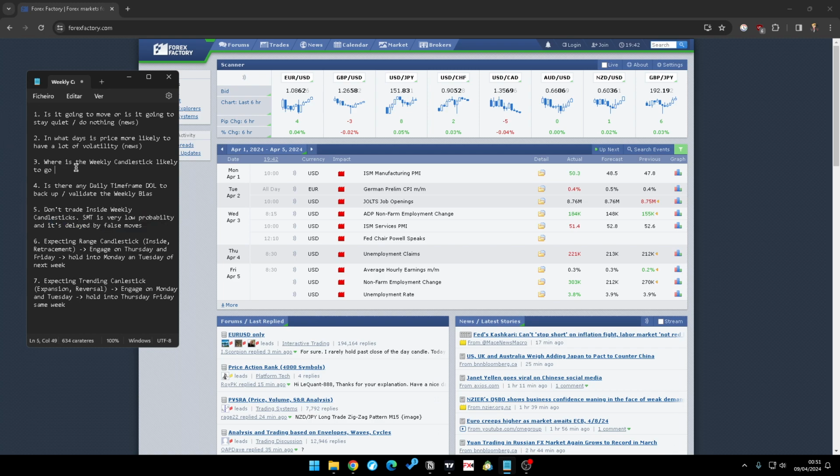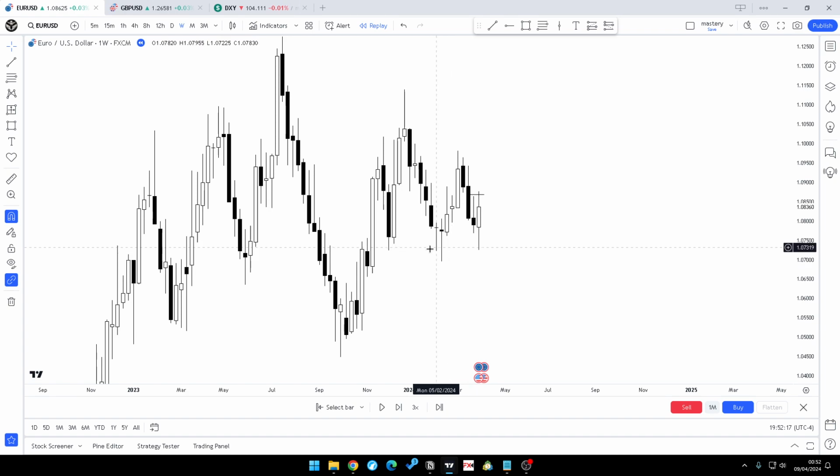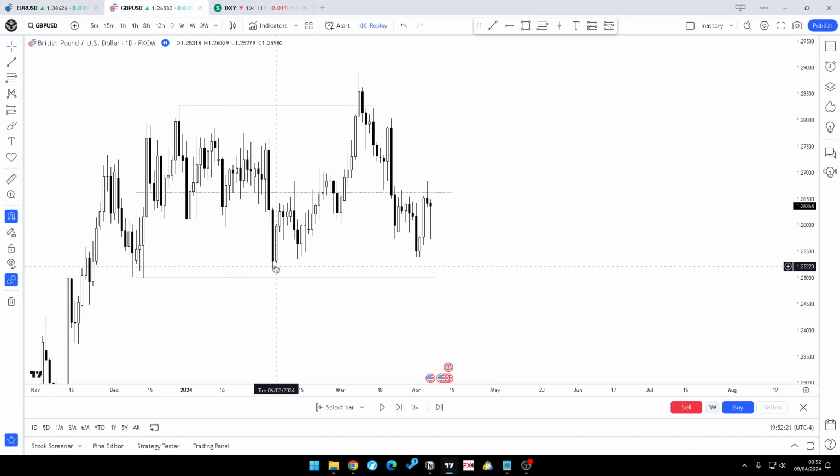So then, where is the weekly candlestick likely to go? I mentioned that I would like to see price drawn lower into the key Q1 low, which was an inside candlestick on EU. On GU, I'm looking at December lows. This means that I'm looking at this low on EU, this low on GU, the Q1 low from the start of the year.